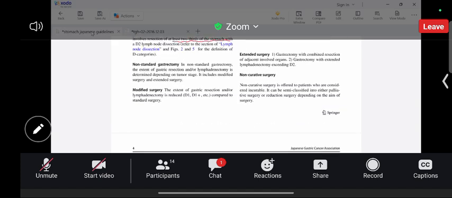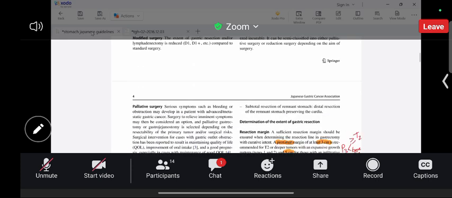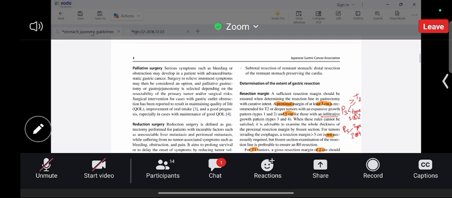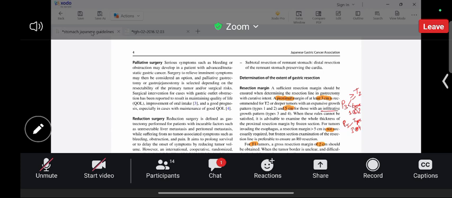Then non-curative surgery. Non-curative surgery is offered to patients who are considered incurable. It can be sub-classified into either palliative or reduction surgeries. Palliative surgery is what we do for gastric outlet obstruction or when the tumor is bleeding much. Reduction surgery is simply debulking surgery, and it is not proven beneficial in any trial, so it is not the norm and we cannot give this option in the current scenario.